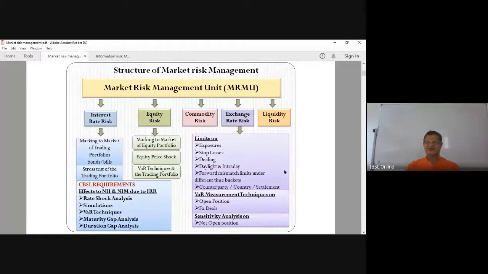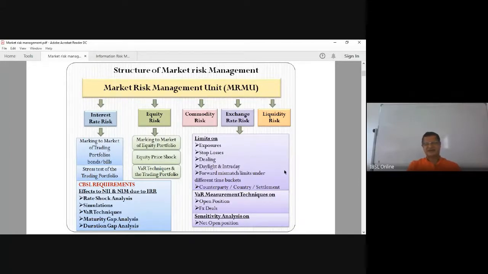Market risk management also comes under your risk management unit. I told you your chief risk officer will have at least four major areas under him, which are credit risk, operational risk, market risk, and information technology risk. We have already discussed credit risk, operational risk, and information technology. The other important area coming under your chief risk officer, you need to have another manager or chief manager under him for market risk management.